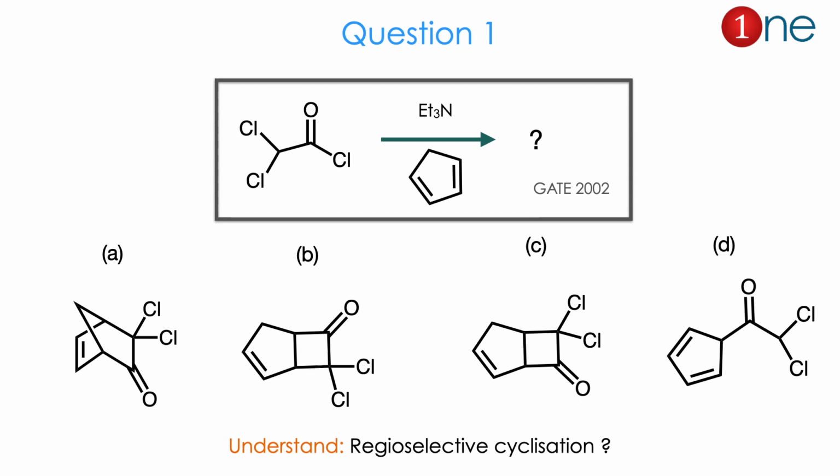Let us see question number 1. The starting material is an acid chloride attached with 2 chlorines, and you are using a base. Here they ask you to find the product. The product contains more carbons than the starting material, so it might be a cyclization reaction. That can be a bicycle formation, fused ring formation, or simple condensation. So there are many possibilities, and you have to analyze based on the reactant and product. Here you have to understand that regioselective cyclization definitely occurs. The answer is B. Let us see how.